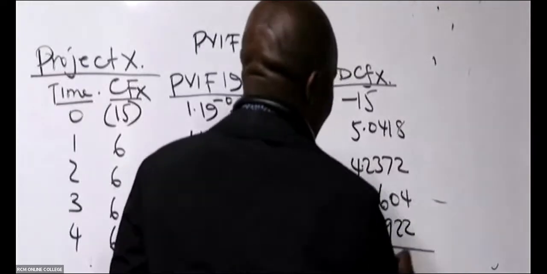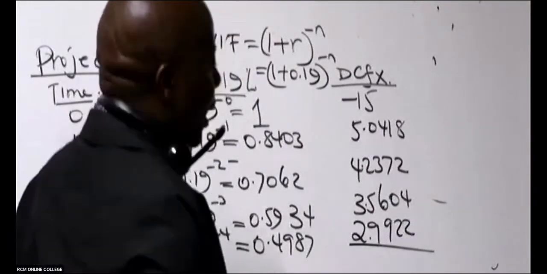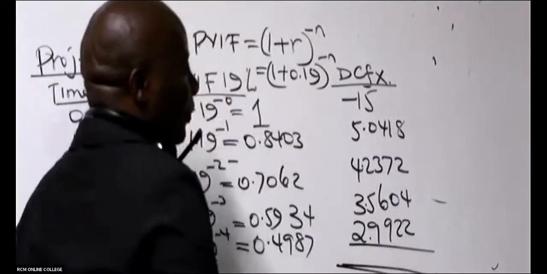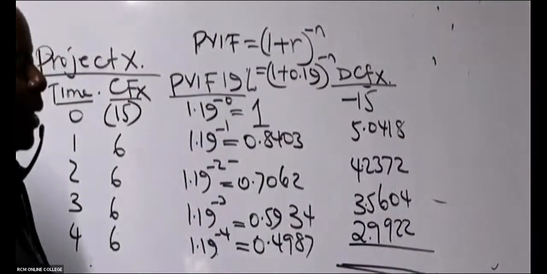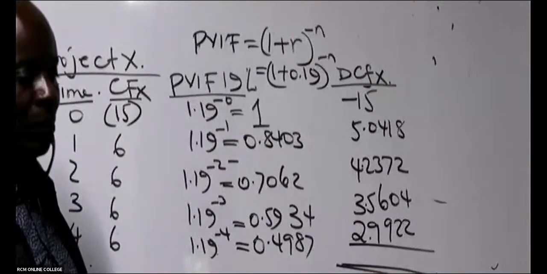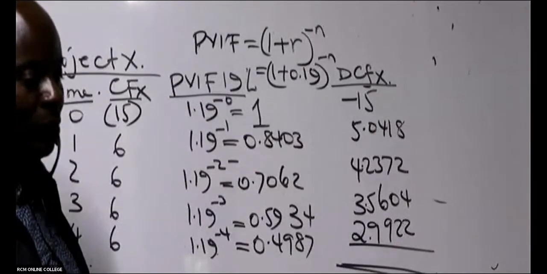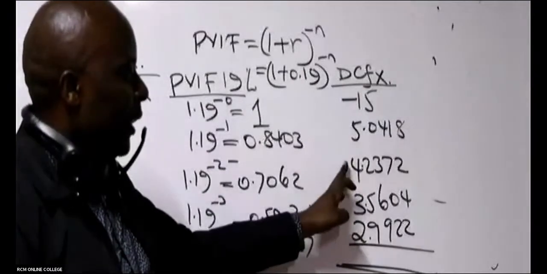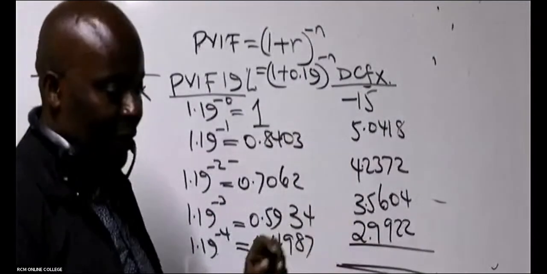I've seen your questions. I'll be able to address all of them. Now from there, give us the total discounted cash flows. Add them. So we have minus 15 plus this, plus this, plus this, plus this.